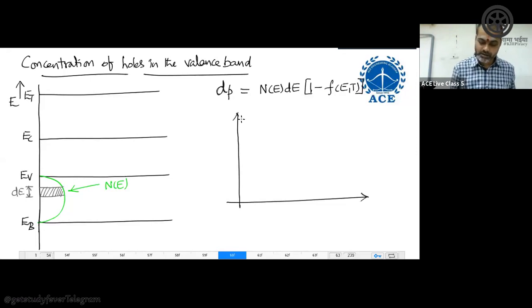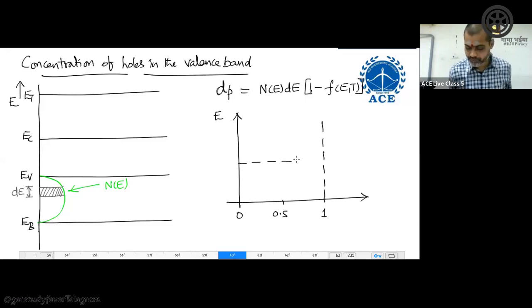Okay. So let us take, this is the probability, and this is the energy. Now this is 0, let us take this is 0.5, and this is 1. Hope I'm clear. And let us take somewhere here I have EF. It's nothing but the EF. So let me represent first F of E comma T.